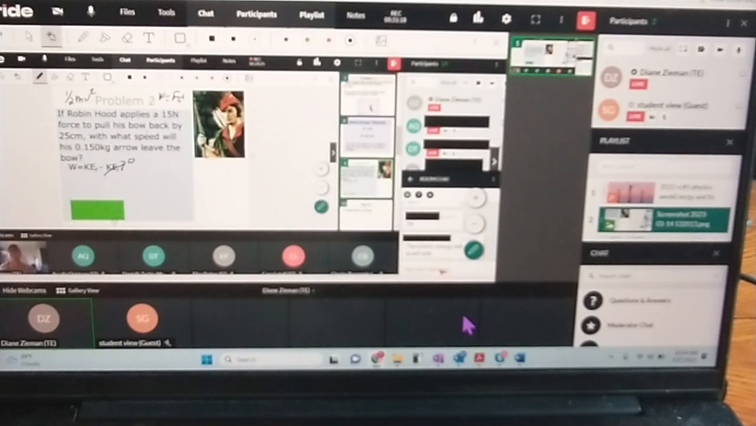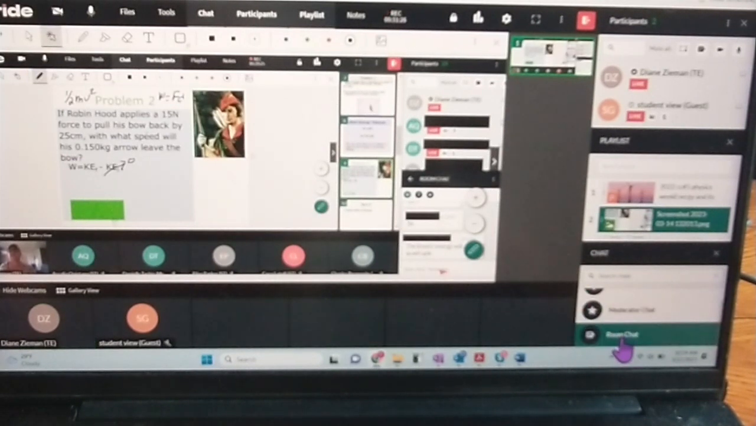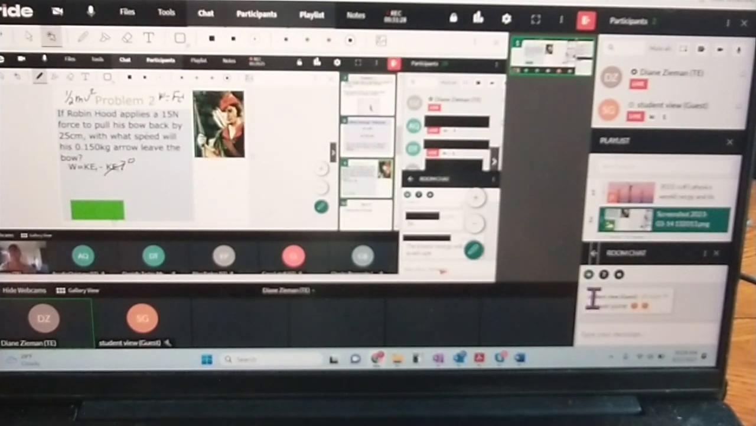So if I was a student, now again, I'm using my student view over here, you can see that if I turn and read the room chat, hi everyone, and you can use emojis and interact with the other students in the classroom.